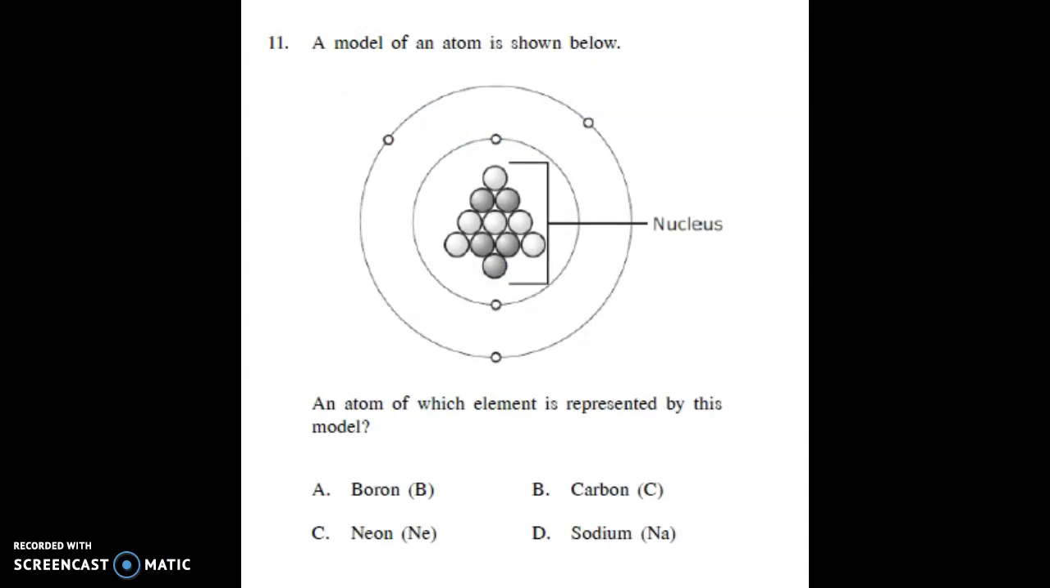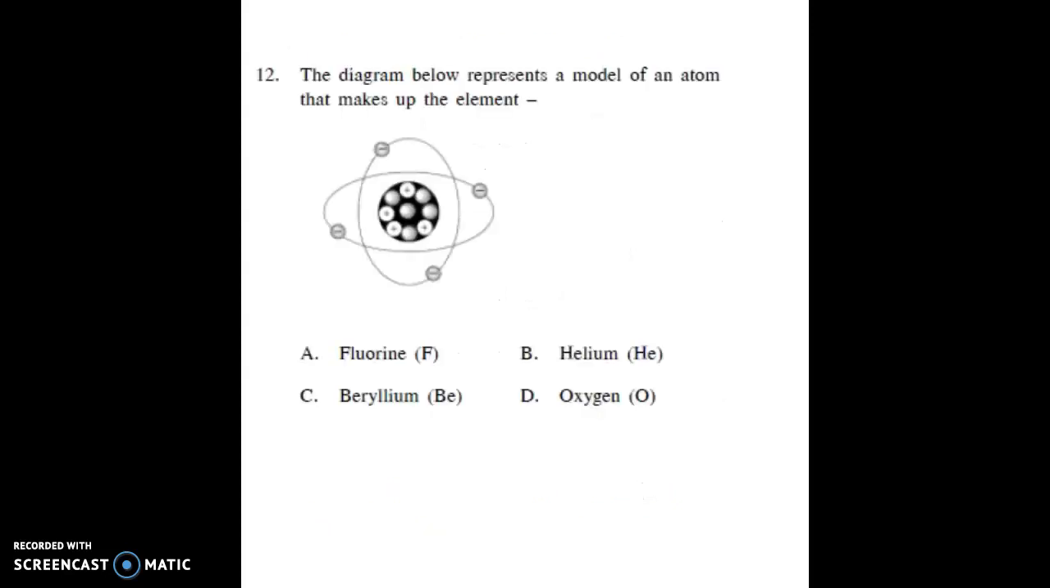Question 11. A model of an atom is shown below. An atom of which element is represented by this model? A. Boron, B. Carbon, C. Neon, or D. Sodium. Question 12. The diagram below represents a model of an atom that makes up the element A. Fluorine, B. Helium, C. Beryllium, D. Oxygen.